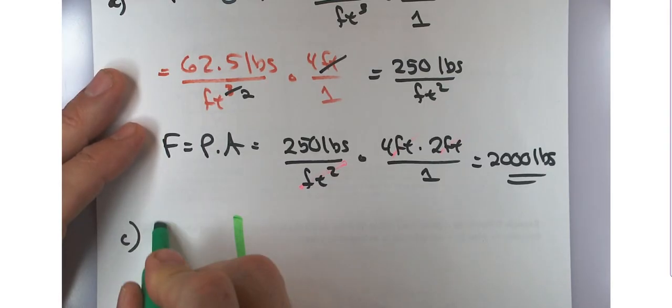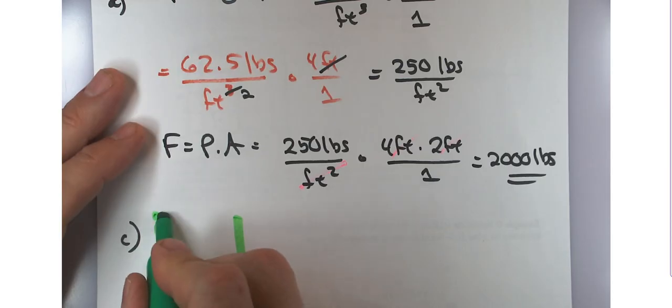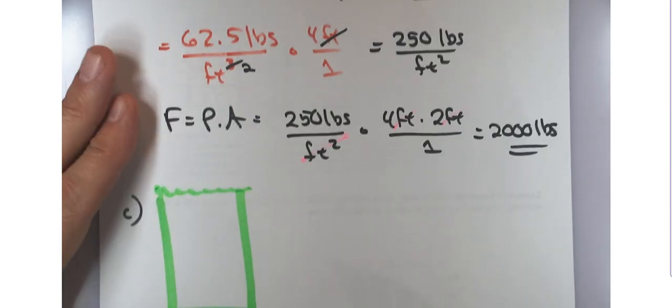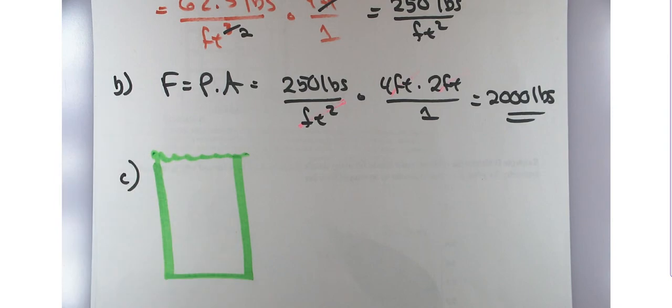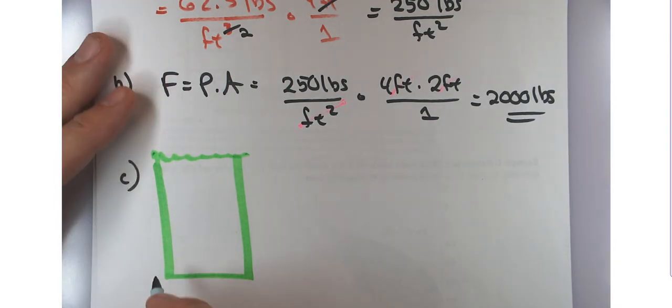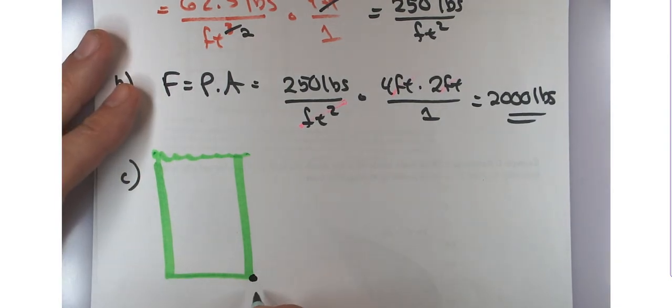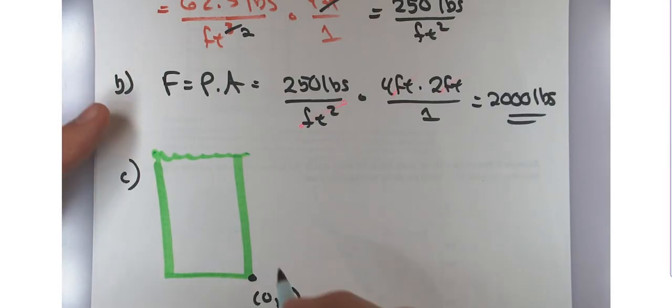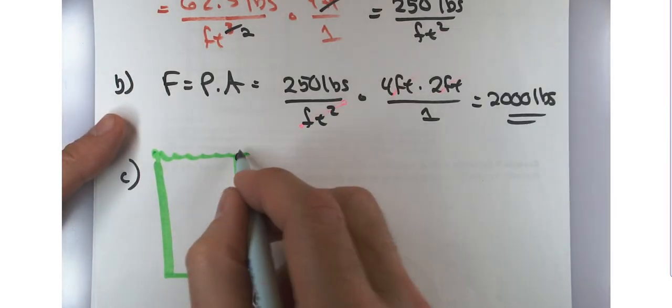So here's our aquarium, and let's see. Let's give ourselves coordinates. I'll put 0, 0 here. Maybe I should put 0, 0 here. I don't think it'll matter. And this would be 0, 4.